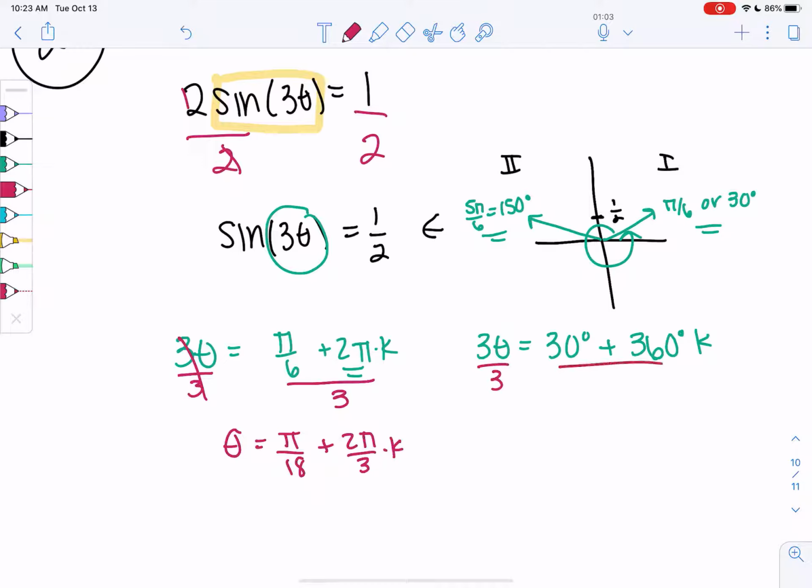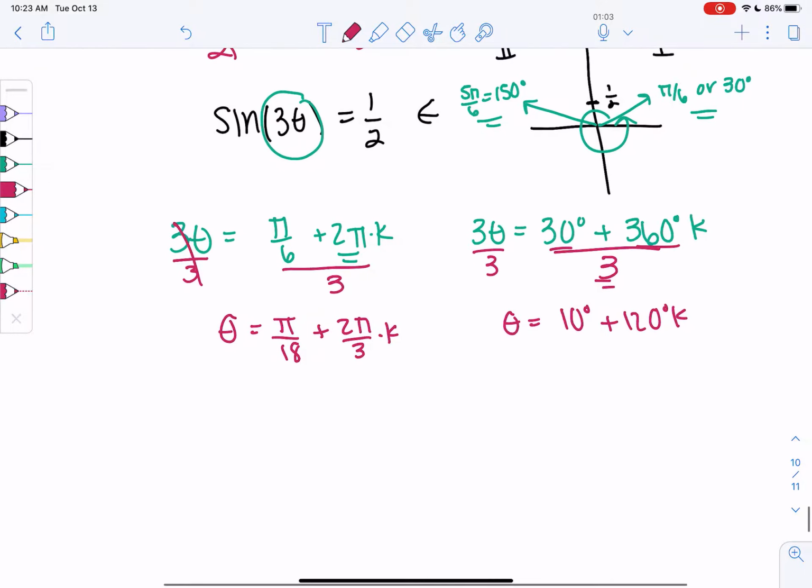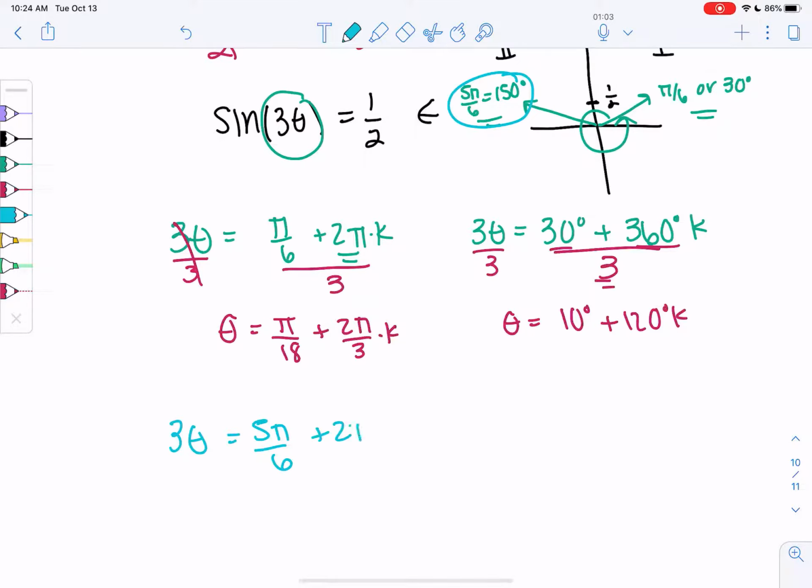If you did do degrees, which is the book, I just like radians better, you would get theta is 10 degrees plus 120 degrees k. Or n, right? You can use k, it's just a generic letter. And then we have to solve the second one. So we'll do 150 or 5 pi over 6. So 3 theta, not theta, is 5 pi over 6 plus 2 pi k. That's just again saying we can land there immediately, or we could go around and then land there.